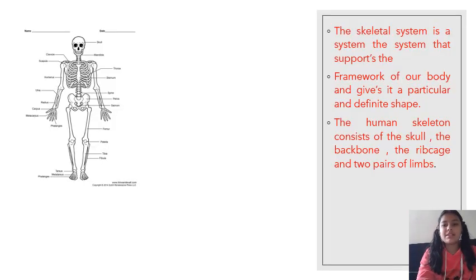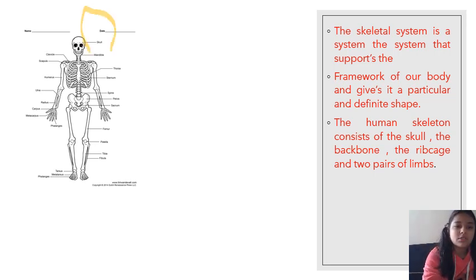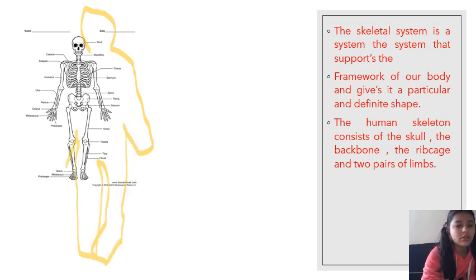So, the skeletal system is a system that supports the framework of our body and it gives a particular and definite shape to our body. Now, the skeletal system supports our body and the framework of our body.